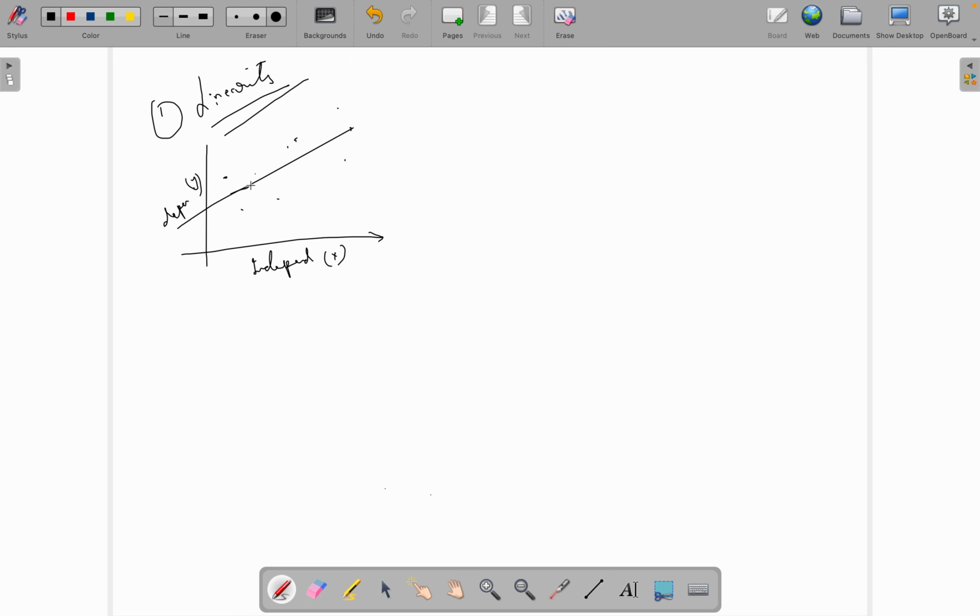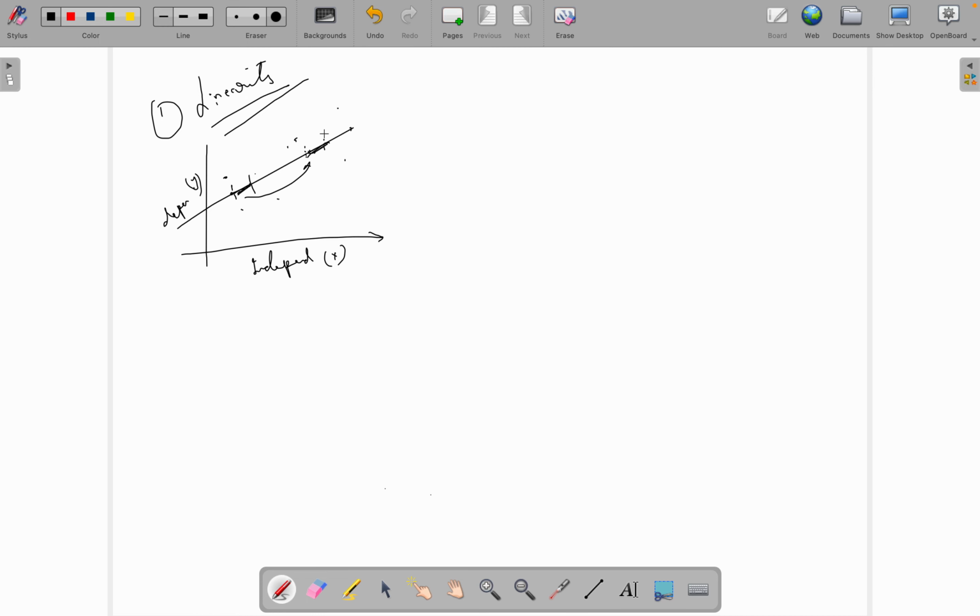So it's saying that the rate of change of y here should be equal to the rate of change of y here. For a unit increase, the rate of change of y should be equal to this. So this is the first assumption of linear regression.